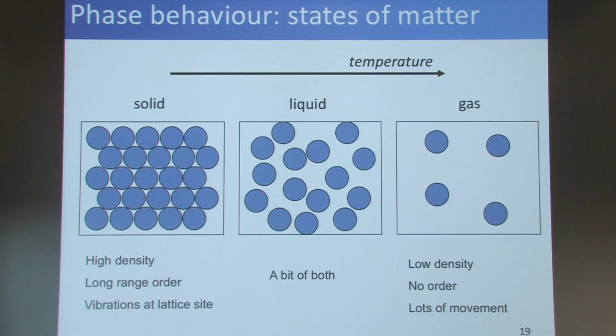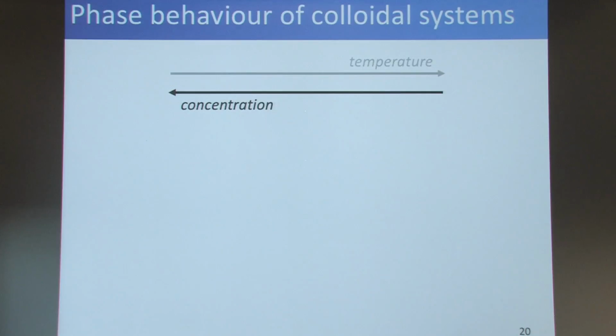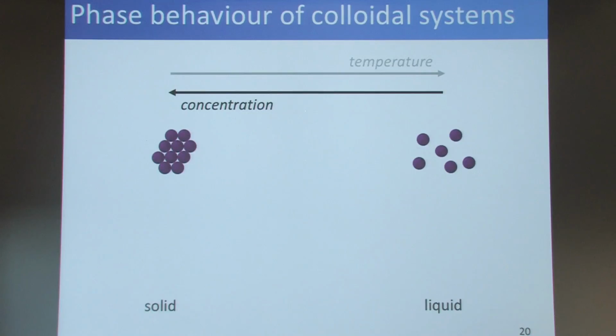Now, if we translate this into the colloidal domain, then rather than looking at the temperature, where we heat things up to melt a solid, we look at the concentration. That's our control parameter. So what do I mean by concentration? I mean the number of particles in a given volume. It's just basically how many balls do you have. And this is how you can illustrate this.